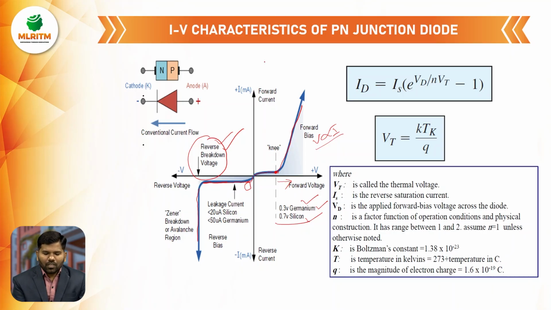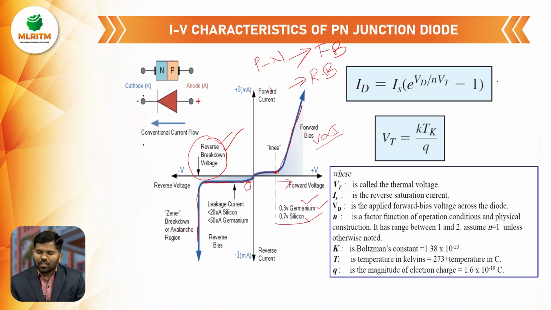That's why we say a p-n junction diode conducts only in the forward bias condition, and acts like an insulator in the reverse bias condition, which means current flows in only one direction, that is, in the forward bias condition.